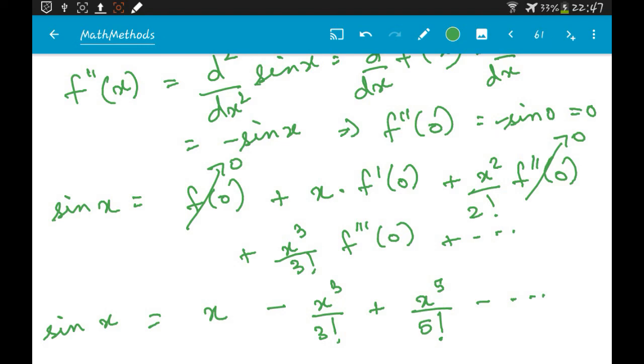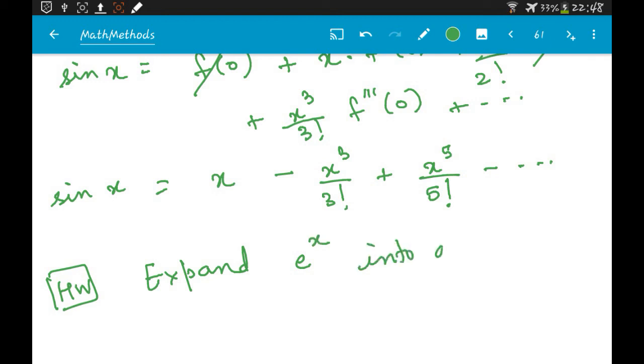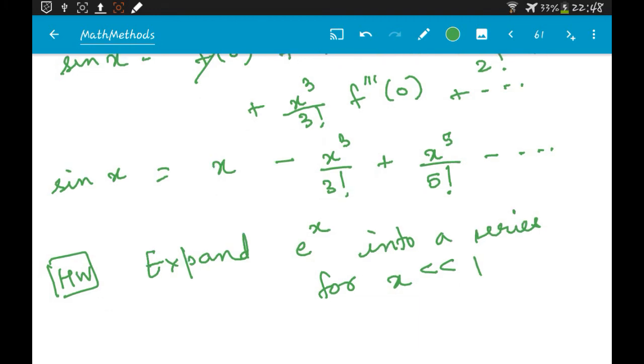Okay. So let's have a homework. So your homework is expand e power x into a series for x much less than 1. Okay. So this is your expansion. This is your homework.